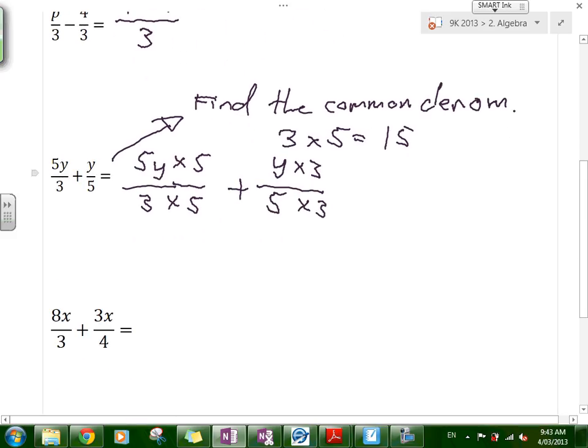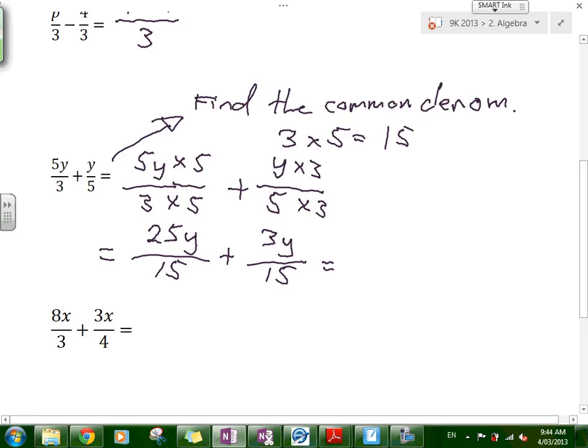So then I can simplify these expressions. So 5y times 5 is, what is it, Charles? 25y. Okay, over 15 plus 3y over 15. Now we have the denominators the same. So look, what is 25y plus 3y?